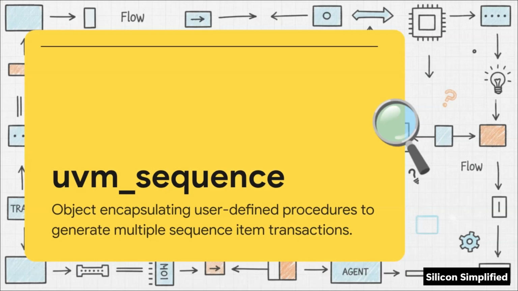Think of your test bench as a stage setup, with instruments. The driver, the monitor, the sequencer, they're all just sitting there waiting. But the sequence, that is the actual sheet music. It's an object that encapsulates user-defined procedures to generate a continuous stream of transactions. It's basically the brain that tells the test bench exactly what to play to create realistic stimulus for your DUT, or design under test. By encapsulating these procedures, we keep our test logic entirely decoupled from the physical connections. It's a real game changer.